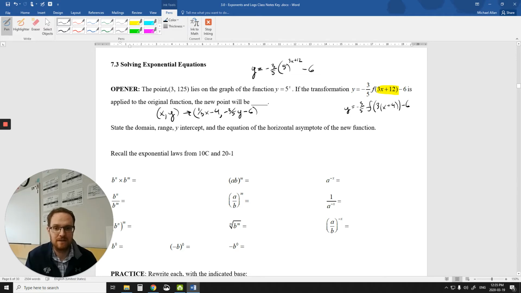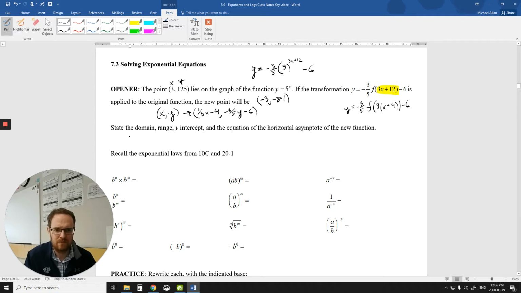So what I can do now is put a 3 in here to find out what my new point is. 1/3 of 3 is 1, minus 4. So 1 minus 4 is -3. And then I can do 125. So 125 times -3 over 5, which is -75, minus 6 is -81. There we go. So now we know where our new point is. We just use this mapping notation and these 2 points as my x and my y to find out what this new point is.